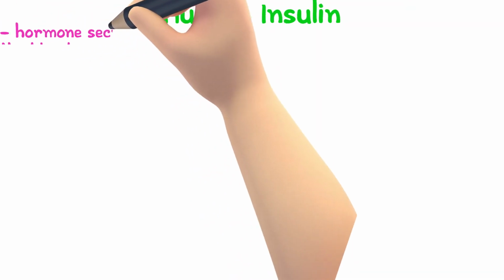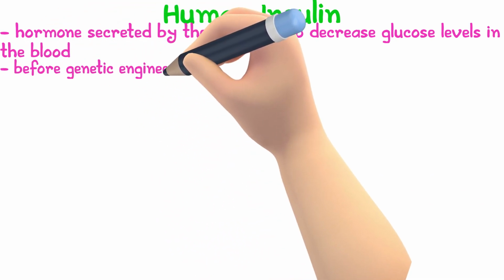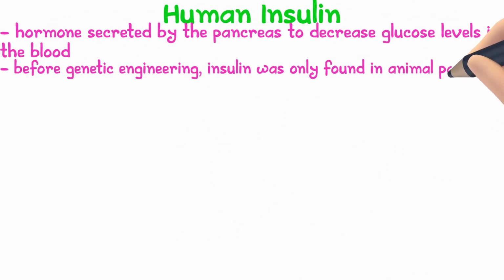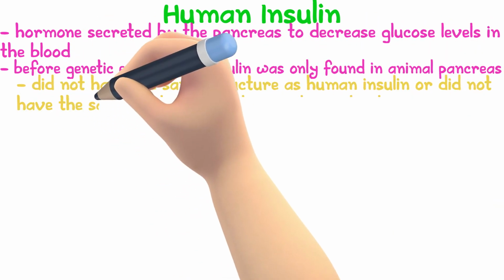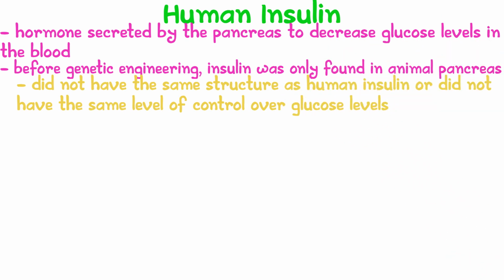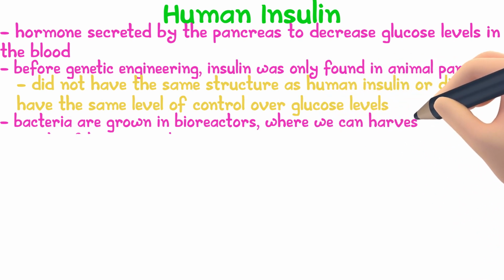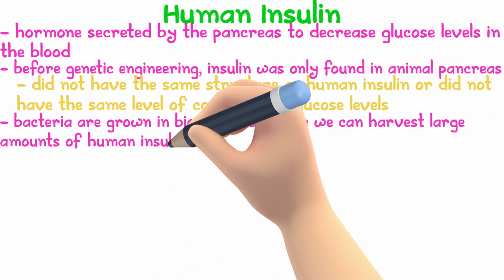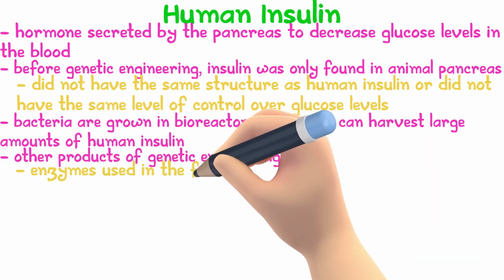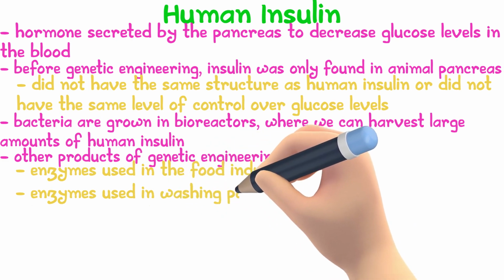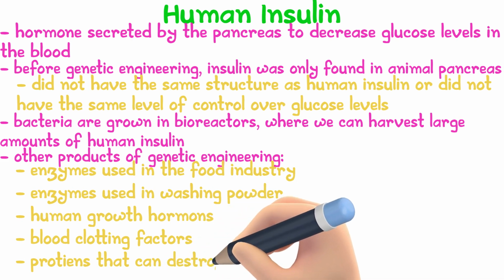Insulin is a hormone made by the pancreas to decrease glucose levels in the blood. Before genetic engineering, insulin was only available from animal pancreases and did not have the same structure as human insulin, or did not give the same amount of control on glucose levels. But now, bacteria are grown in large vessels called bioreactors where we can harvest large amounts of human insulin. Some other products of genetic engineering include enzymes for the food industry, enzymes in washing powder, human growth hormones, blood clotting factors, and proteins that help destroy cancers.